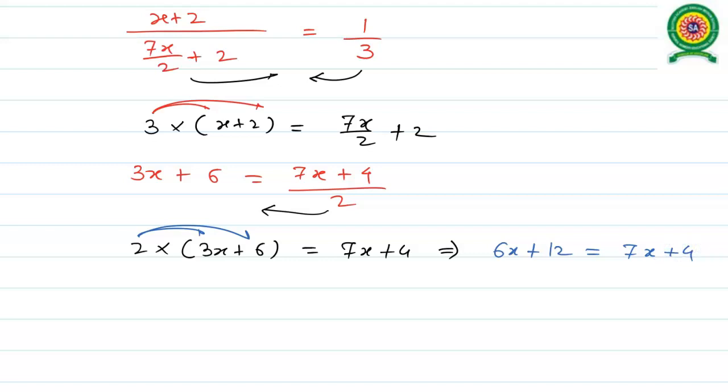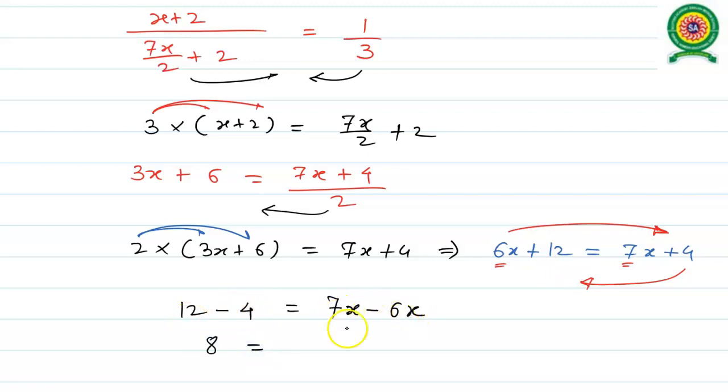Now let us compare the coefficients of the variable x. We have 7 is greater than 6, so let us collect x on the RHS, so now we are shifting 6x. Now 7x minus 6x is equal to 12 as it is, and after that we have to shift 4 from RHS to LHS, so plus 4 becomes minus 4. So 12 minus 4, we have 8, is equal to 7x minus 6x, we have x. So the value of x is 8.